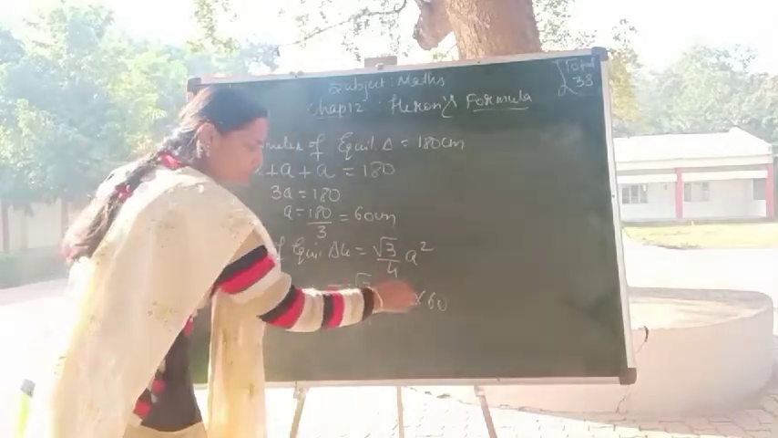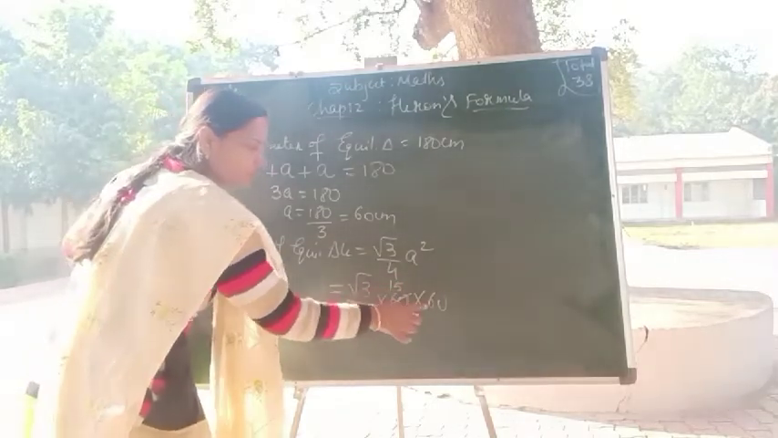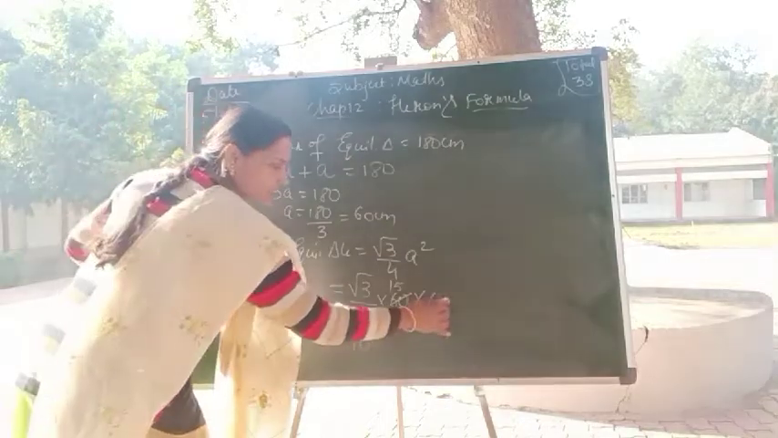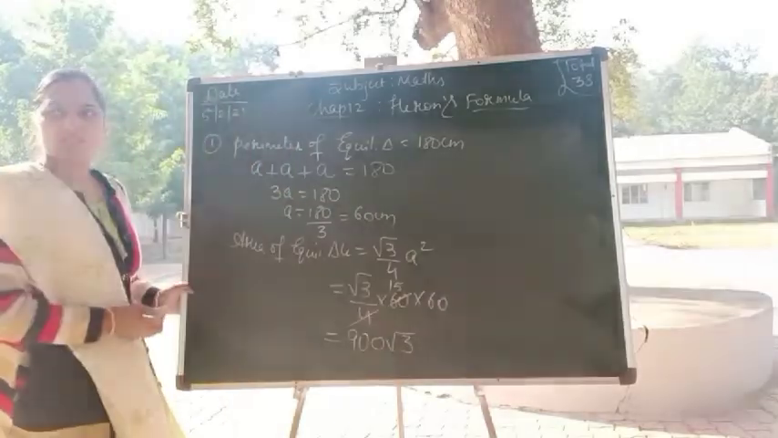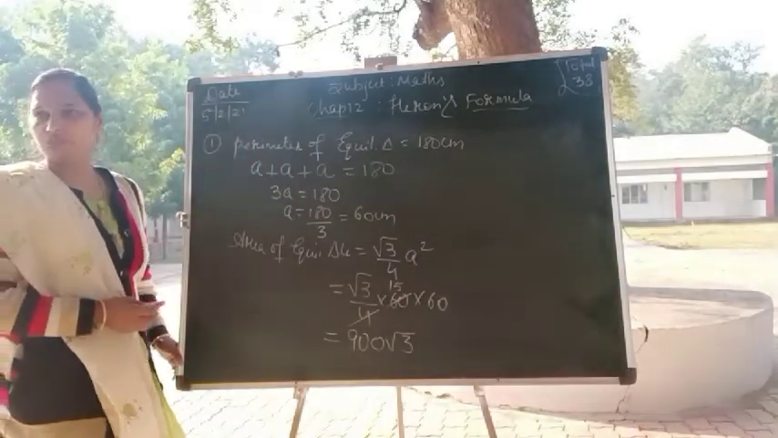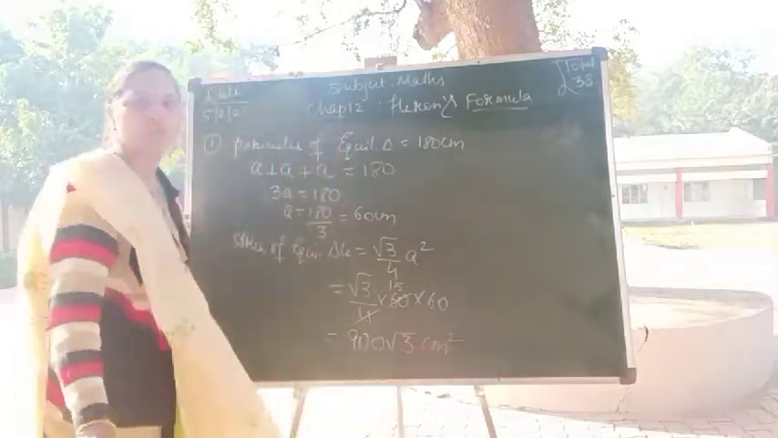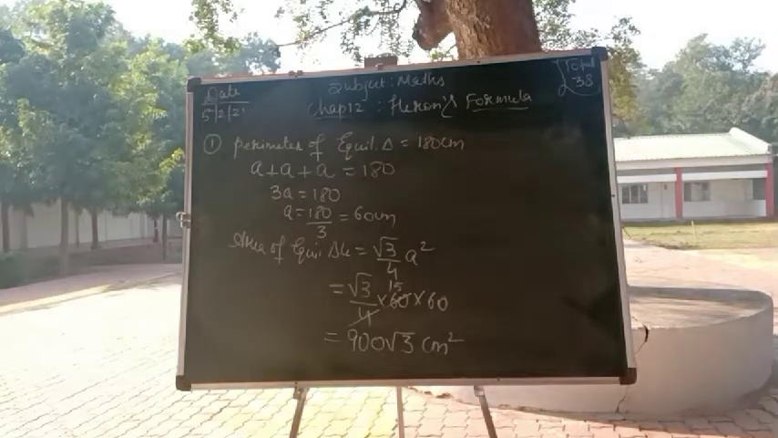So now solve it. 4 ones are 4, 4 5s are 15 into 6, 90. And here 1 0, 900. And root 3 as it is. So it is 900 root 3 centimeter square. Please don't forget to write the unit. So in this way we can find out the area of equilateral triangle by using the formula root 3 by 4 side square. Clear? Yes, ma'am.